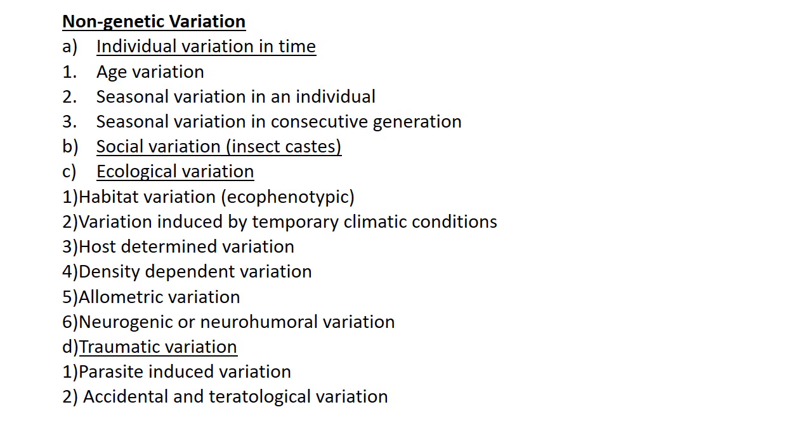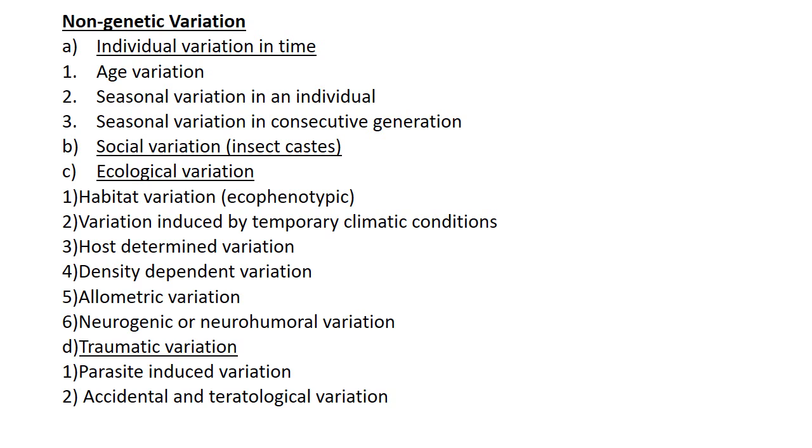Various forms of individual variations are listed here. As we have previously discussed, there are two most important types of variations: non-genetic variations and genetic variations. If we consider non-genetic variations, number one is individual variation in time. Individual variation in time has been further subdivided into three categories. That may be age variation, which is shown at the different phases of the life cycle. Then there is seasonal variation in an individual, and number three is seasonal variation in consecutive generations.